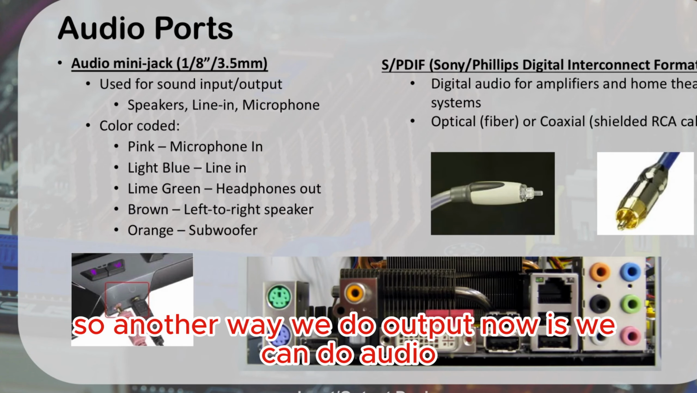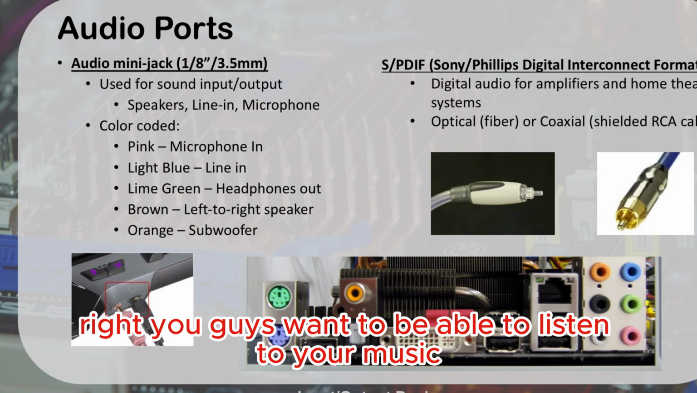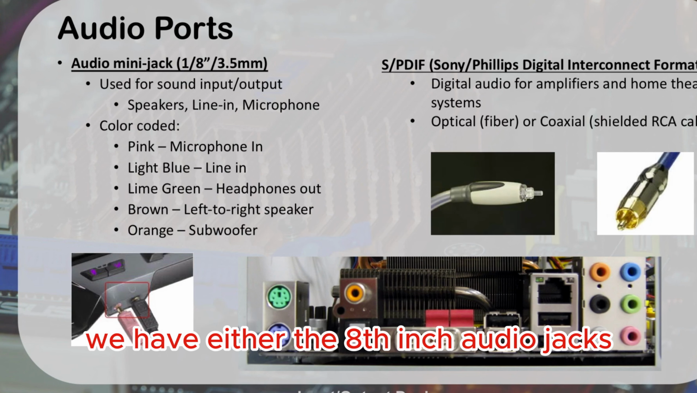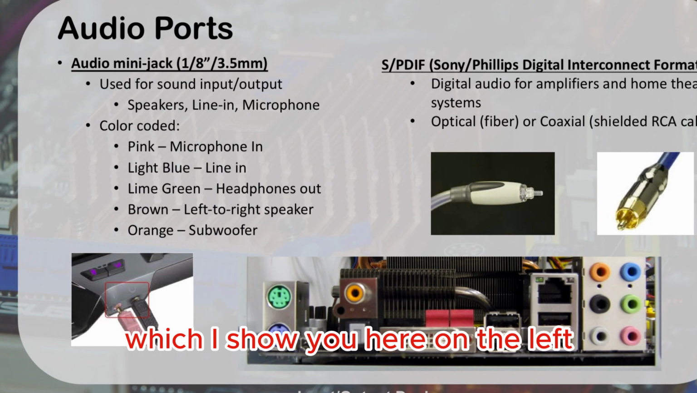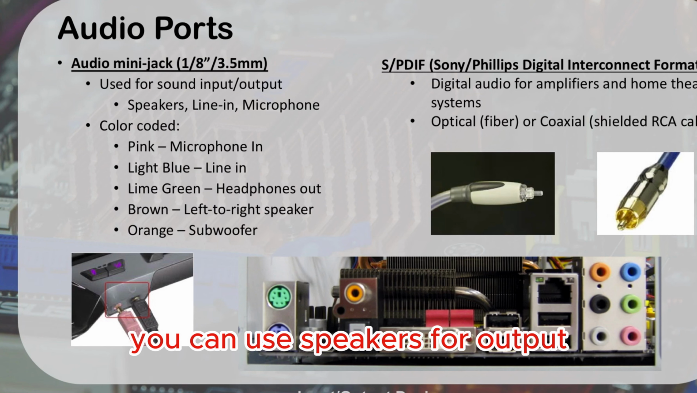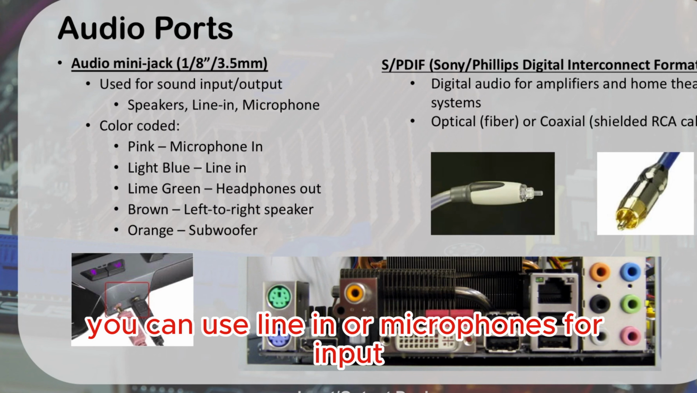So another way we do output now is we can do audio, right? You guys want to be able to listen to your music. And there's two different systems that we use for that. We have either the 1/8" audio jacks, which I show you here on the left. They're used for input and output. You can use speakers for output. You can use line in or microphones for input.